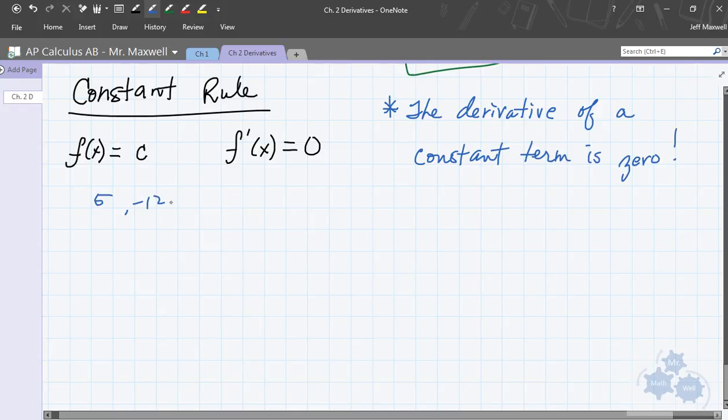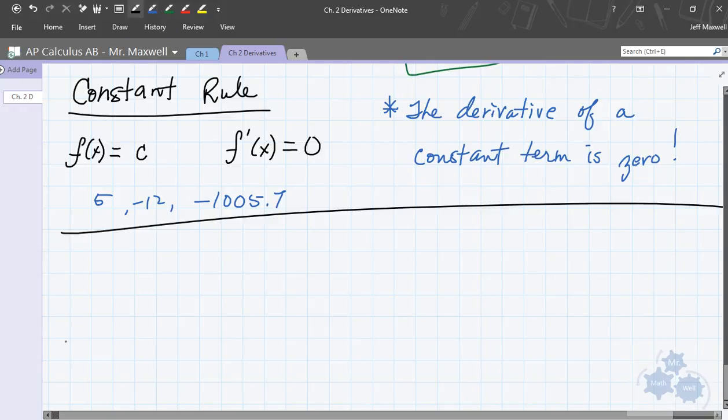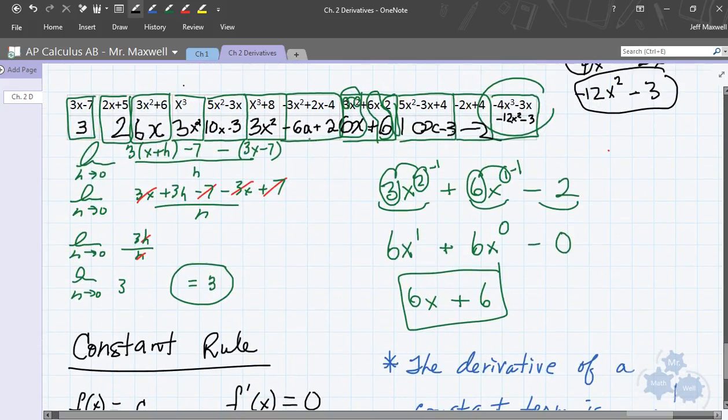5, negative 12, negative 1005.7. Constant, no variable at all. Okay, capiche? Understando? Okay, that's the first rule. And where do we use that? Let's see. We actually use that here.